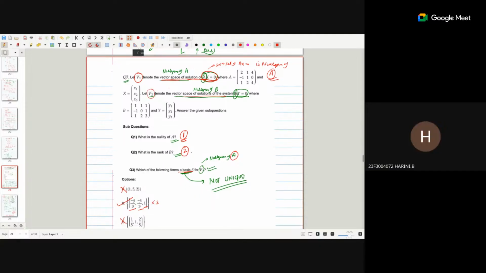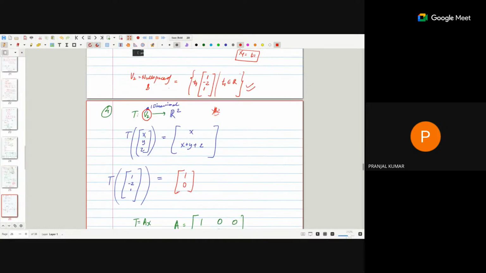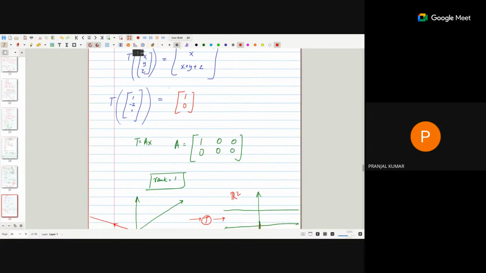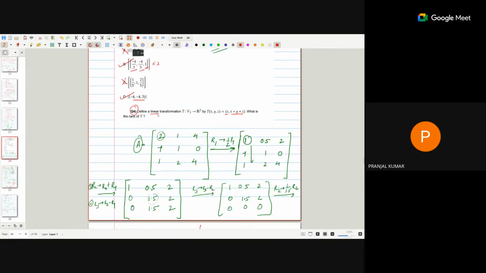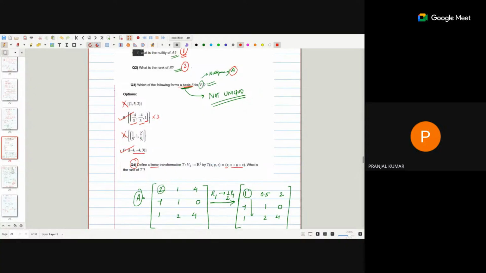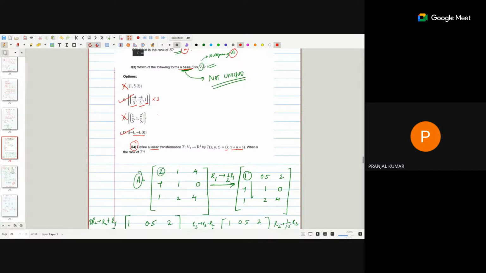Yes, sir. Okay, so that's why we are finding null space, so that we can get some information about V2 and V1. Okay, so now the fourth question. The fourth question is also related to our question 7. So define a linear transformation T from V2 to R2.